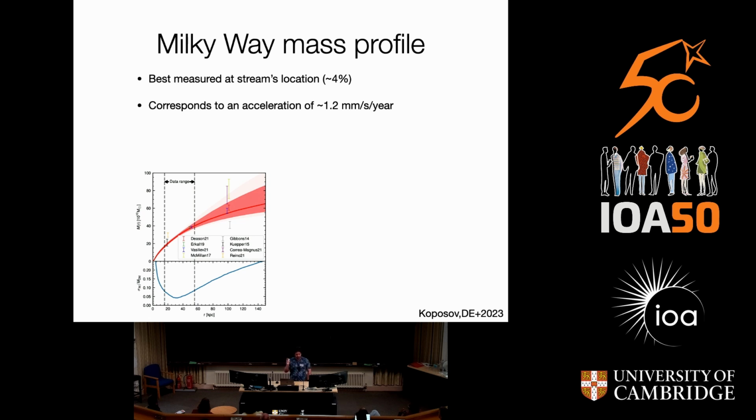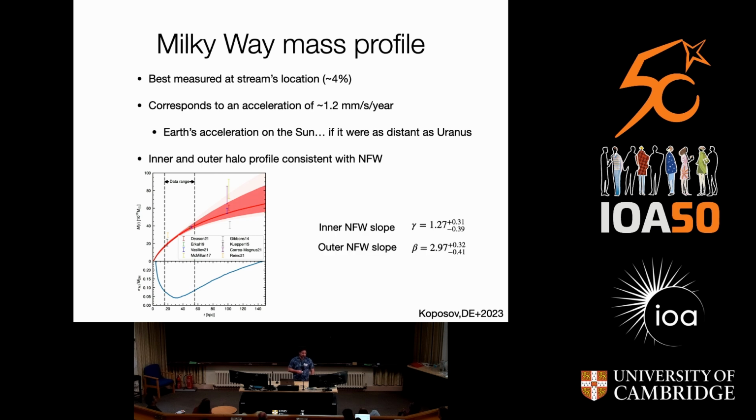And now my favorite unit to show accelerations is in millimeters per second per year, probably because the number is order 1. So this acceleration is 1.2 millimeters per second per year where we're measuring it, our best measurement. And just because we have some exoplanet people in the room, that's the Earth's acceleration on the sun if it were where Uranus was. So it's a very weak acceleration that we're measuring, but because the stream is a very rich data set, we can measure very tiny accelerations.